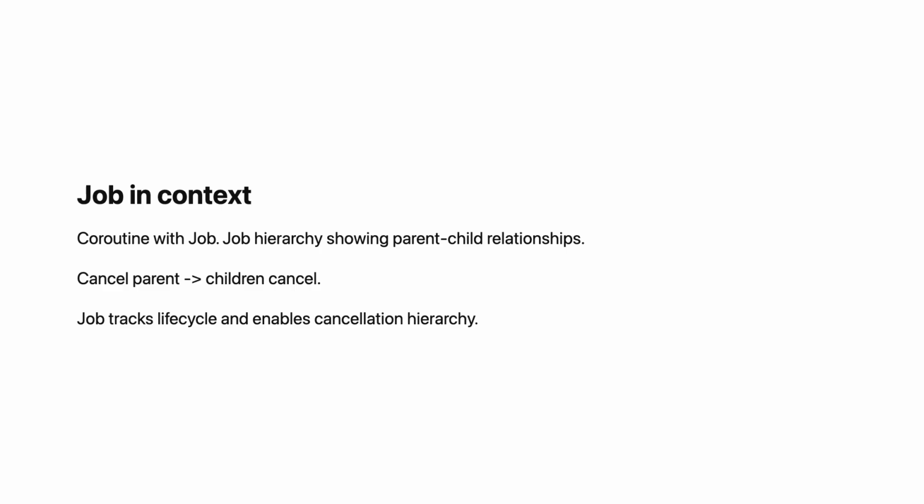Job is a context element that represents the coroutine's lifecycle. Every coroutine has a job. The job tracks whether the coroutine is active, completed, or cancelled. Jobs form a hierarchy. A parent job has child jobs. When you cancel the parent, all children cancel. You can access the job from context, coroutineContext[Job]. Job enables structured concurrency. Parent-child relationships are tracked through jobs in the context.